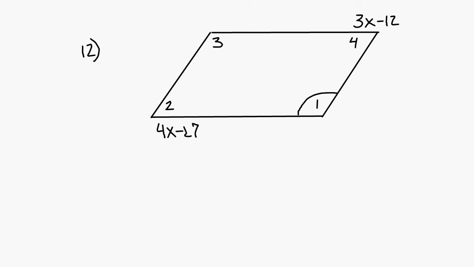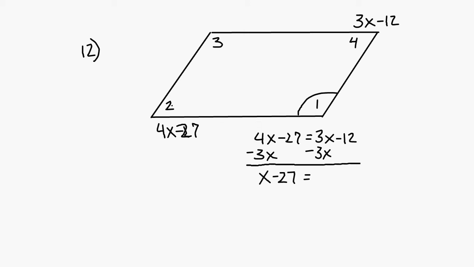All right, so there are a couple steps involved here. You've got to solve for x first. So opposite angles are congruent. So your 4x minus 27 is equal to 3x minus 12. Subtract 3x from each side. x minus 27 equals negative 12. Add 27 to each side. And x equals negative 12 plus 27, which is 15.